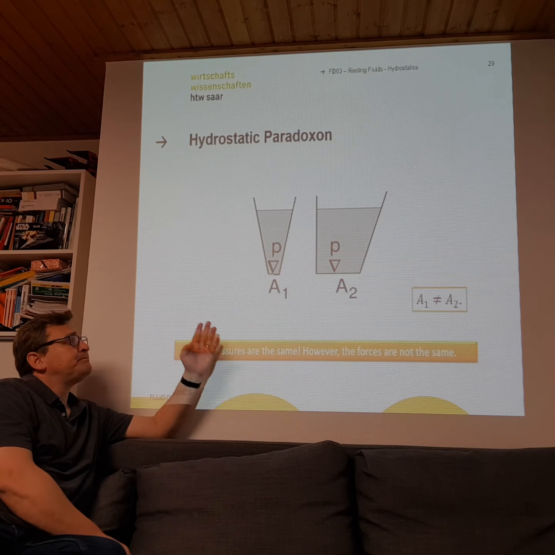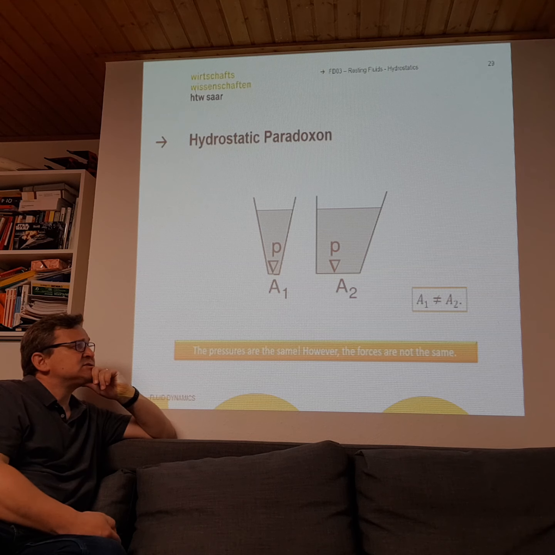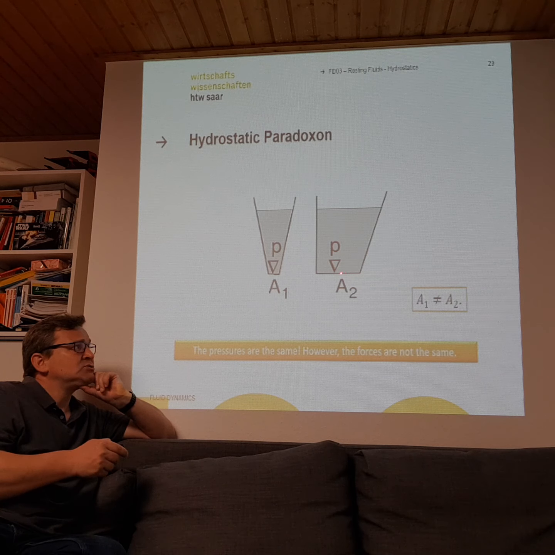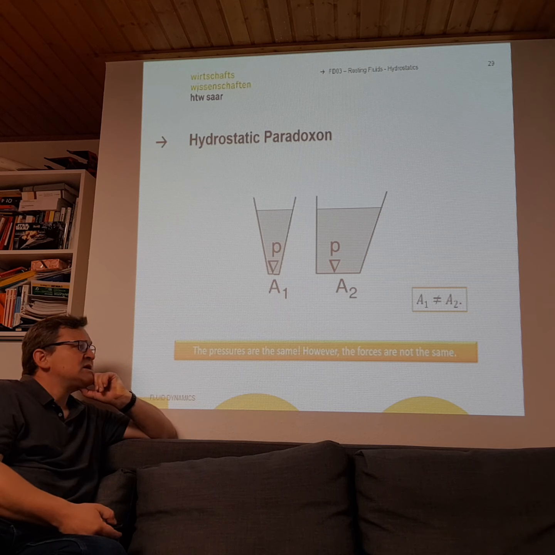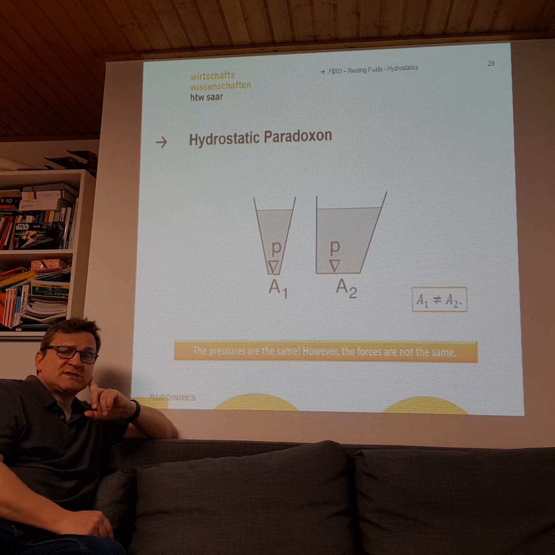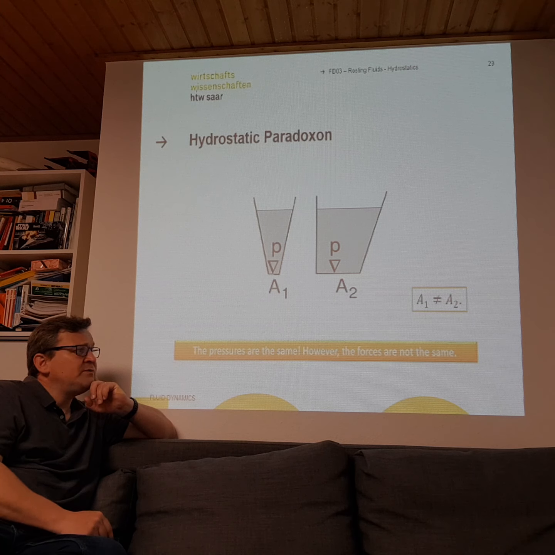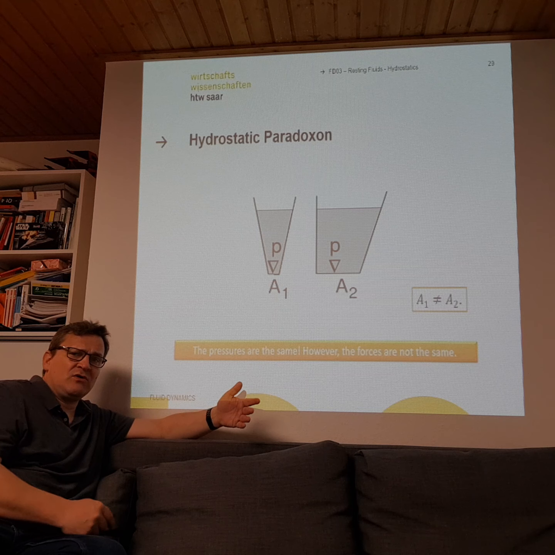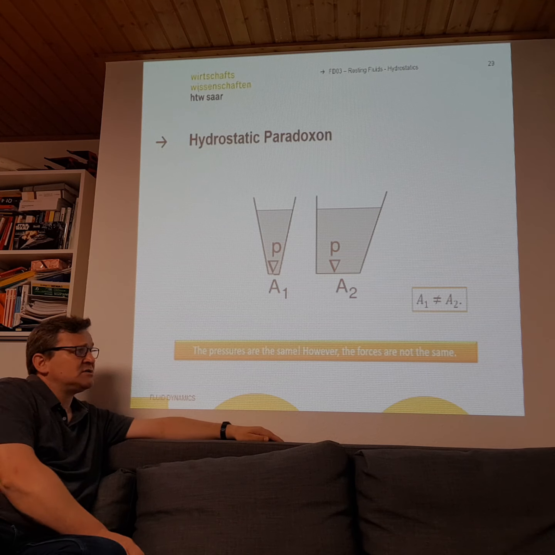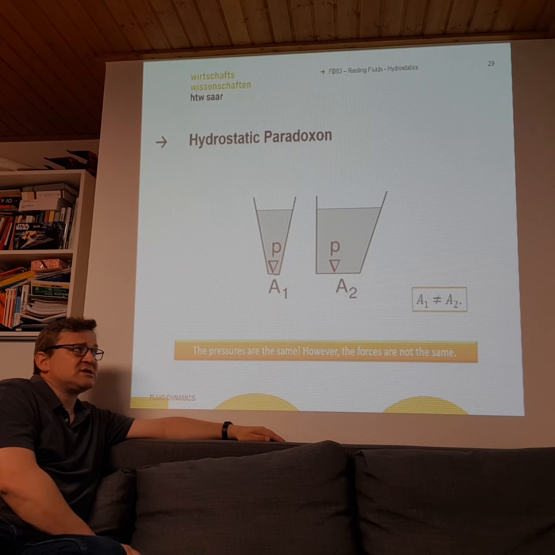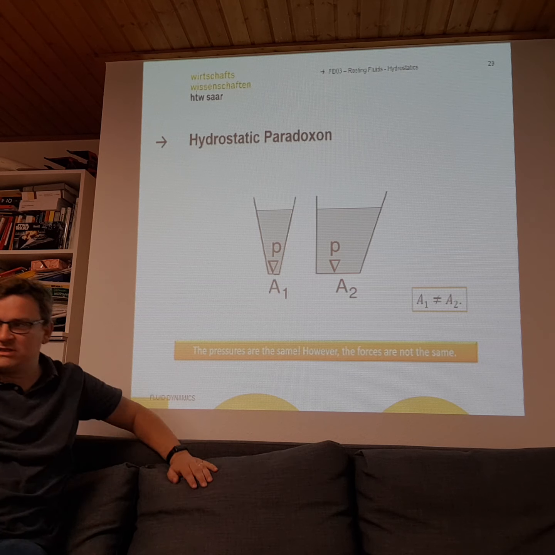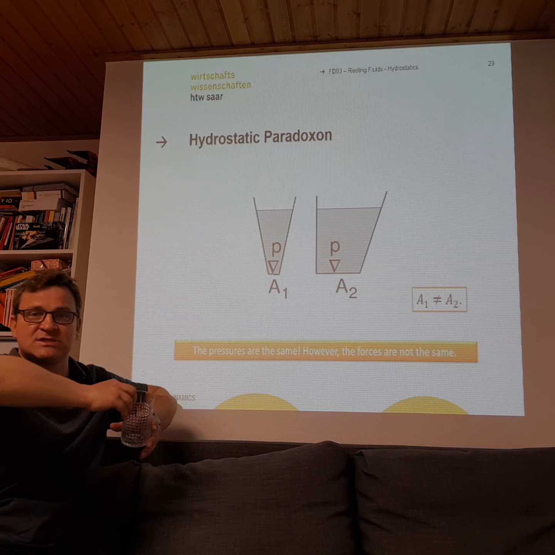Here again, just two other vessels. If we have different areas on the ground, we will get different forces. And if we now place these vessels on scales, and we only measure forces with the scales, we will get different results.